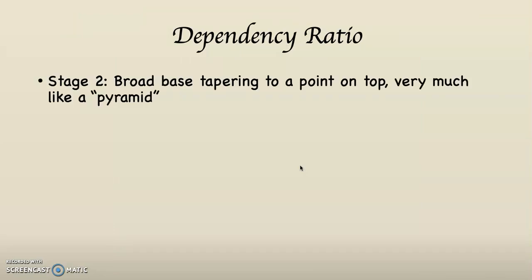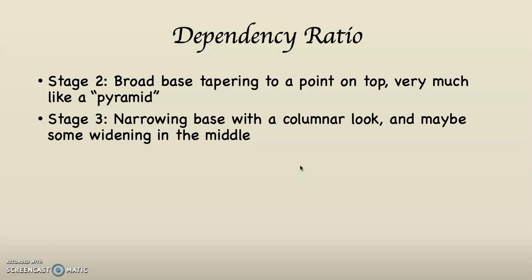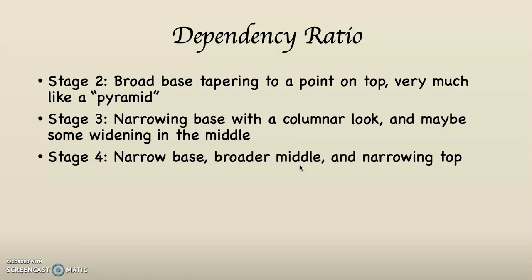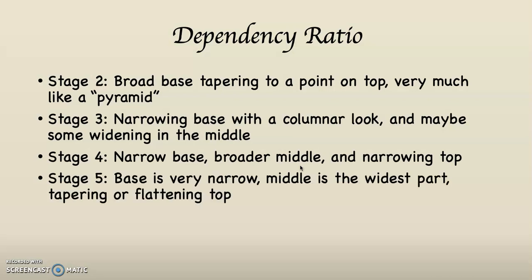So with regard to dependency ratio, in stage 2, you have a broad base tapering to a point at the top of the pyramid, and it looks very much like a pyramid. In stage 3, the base begins to narrow, and you get kind of this columnar look, maybe some widening in the middle. Stage 4, the base definitely begins to narrow, and the middle is broader with a narrowing top. In stage 5, the base is very narrow, the middle is the widest part, and it tapers or flattens off on the top.